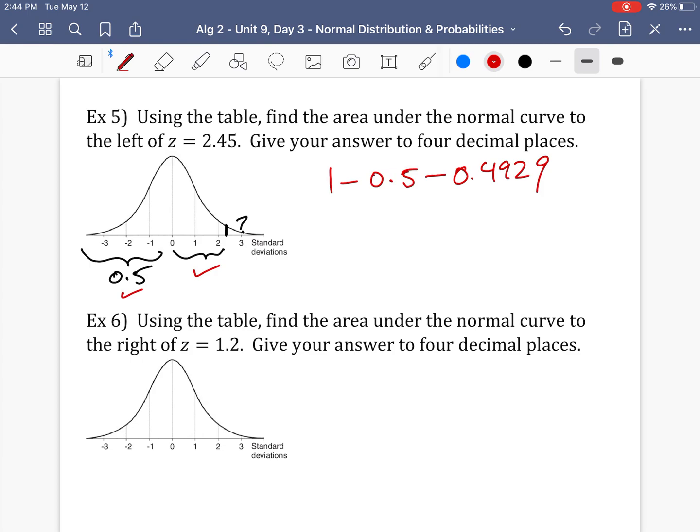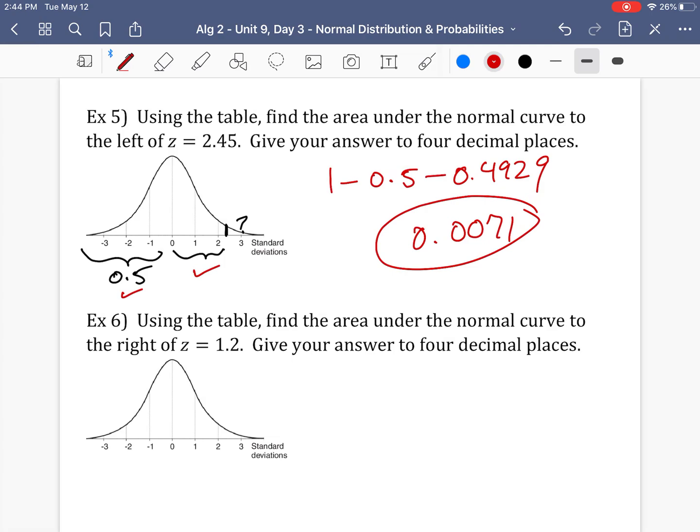All right, so 1 minus 0.5 and minus 0.4929. All right, so 0.0071. So either way you want to do it. All right, so number 6. Find the area under the curve to the right of 1.2. So 1.2.